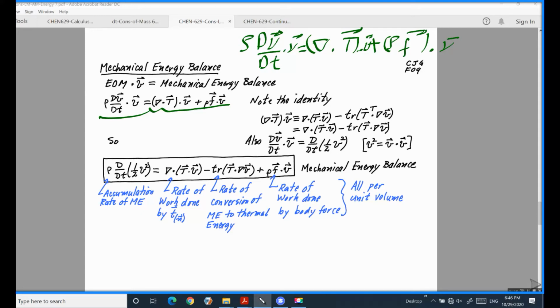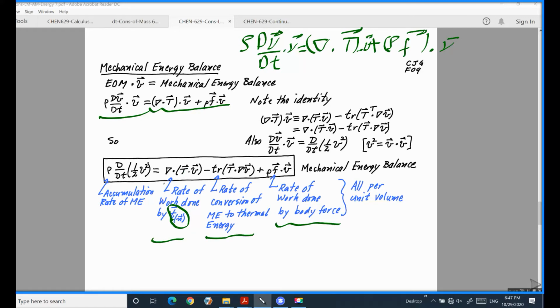We call this form the mechanical energy balance. In here, the left side gives the rate of accumulation of the mechanical energy. The first term here, the dot product between the stress tensor and the velocity, with the dot product also by that operator, is the rate of work done by the contact forces on the body. This term is the rate of conversion of mechanical to thermal energy, and this is the rate of work done by the body forces, these three terms.